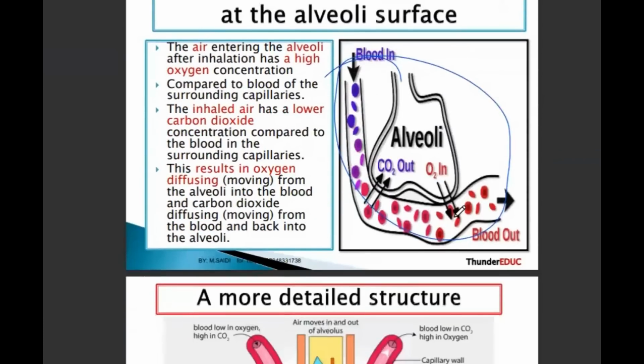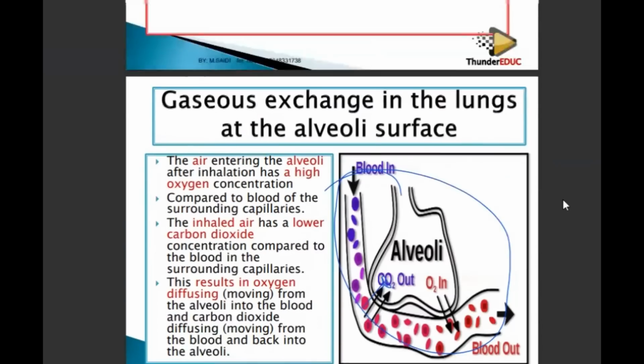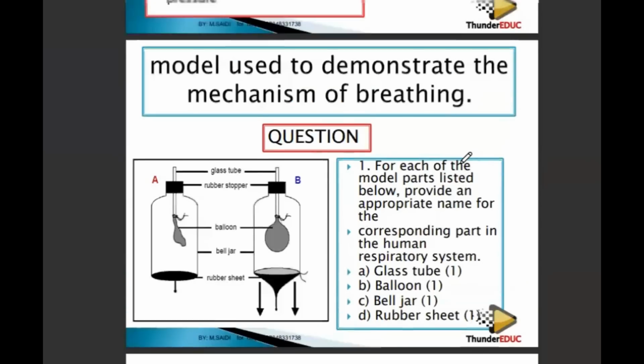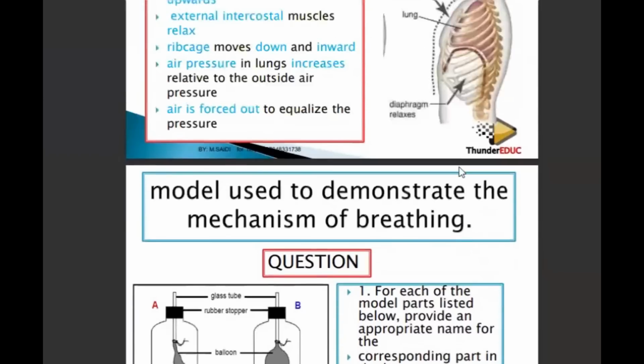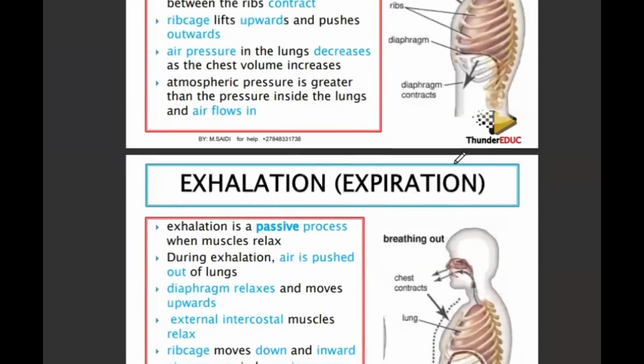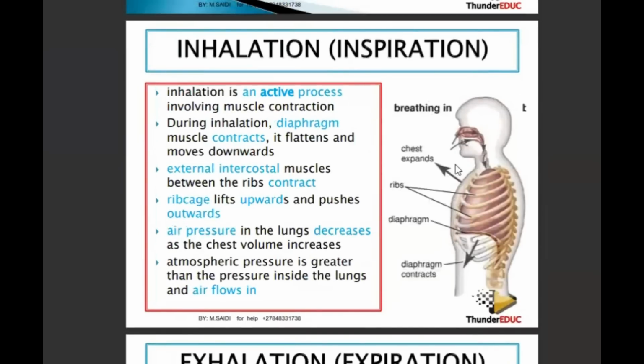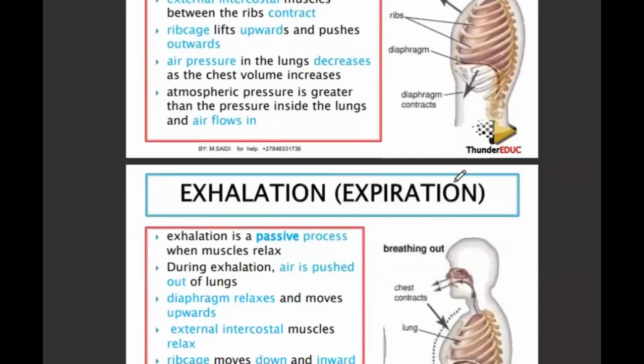So know how to label what is going in and what is going out. At least what is going in here, what is going out is carbon dioxide. Please know that. And then the adaptations, please know that. So breathing in and breathing out, if you talk about inhalation, it is where there is contraction, there will be relaxation. Just know one, and then the other one will be the opposite. You don't need to cram everything.